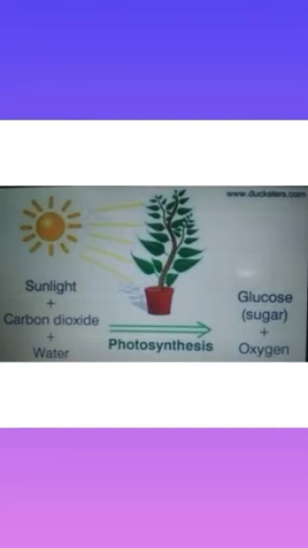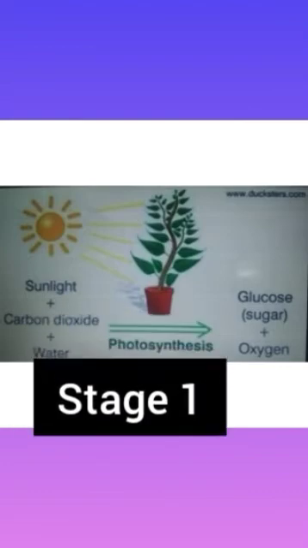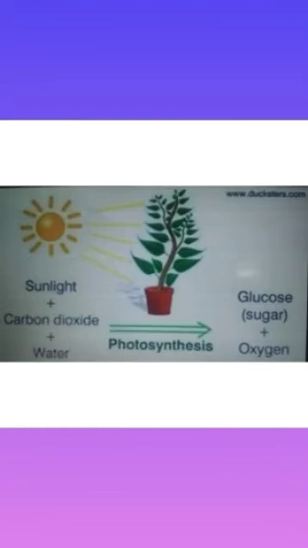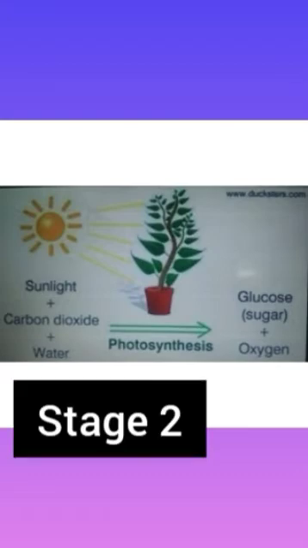Actually, photosynthesis occurs in two stages. First is the light dependent stage and the other is the light independent stage. In the light dependent stage, the energy is absorbed by the chlorophyll and then converted into chemical energy. This energy is used to break up the water molecule. This process is known as photolysis. The hydrogen produced is then used to reduce carbon dioxide to carbohydrate, that is, the glucose molecule.